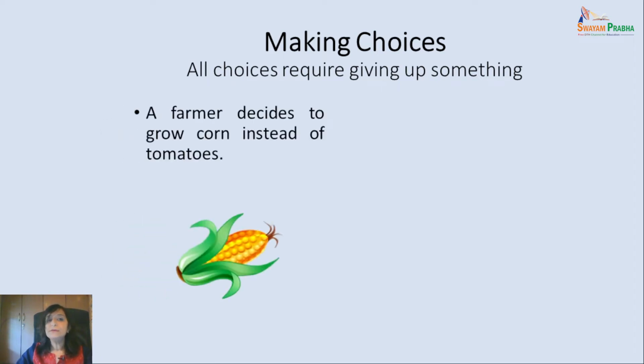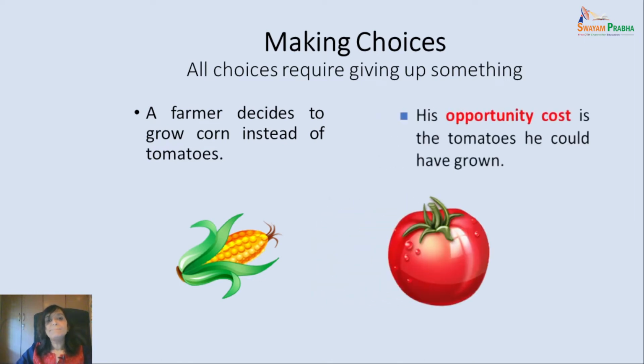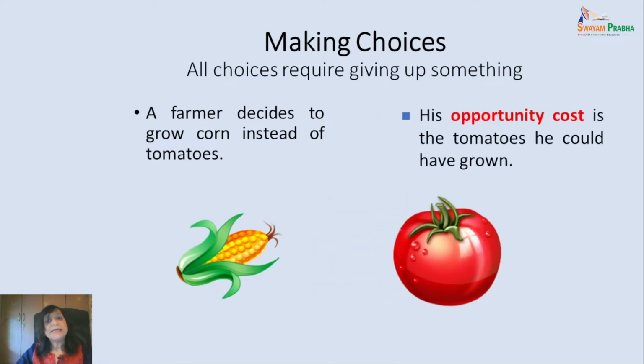For example, a farmer decides to grow corn instead of tomatoes. In a small field that he has, he has a choice either to grow corn or grow tomatoes. He cannot grow both in the small piece of farm. So he chooses to grow corn. Because he chooses to grow corn, he has given up growing tomatoes. So his opportunity cost is the tomatoes he could have grown. So in order to choose one, he has given up another.